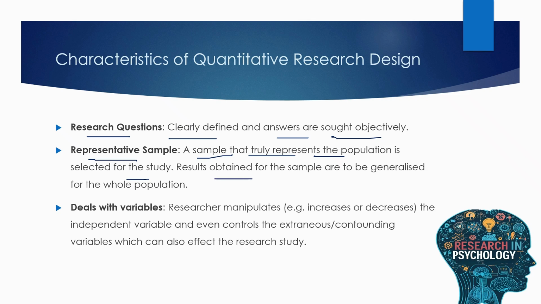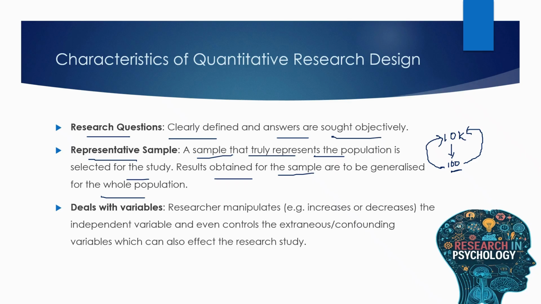The results obtained for the sample are to be generalized for the whole population, which means, as I explained earlier, if we have a population of 10,000 people, it would be difficult for us to perform a study on all these 10,000 people. So we randomly select 100 people out of it, do our study, and whatever result we get, we apply that on these 10,000 also. We take it that the result is applicable to this 10,000 people also as it is applicable to this 100. So this 100 truly represents the population. So this becomes the representative sample.